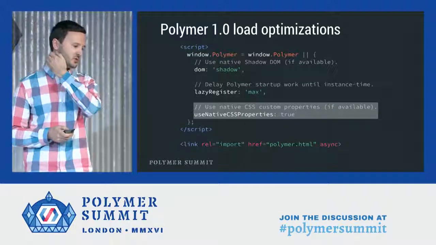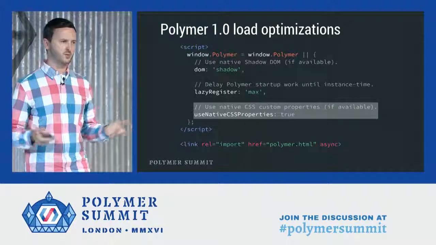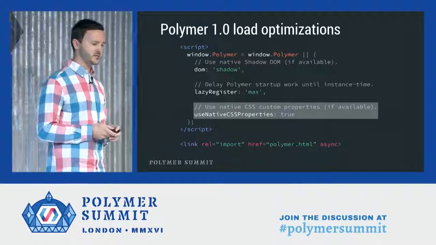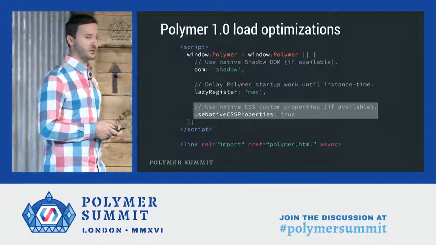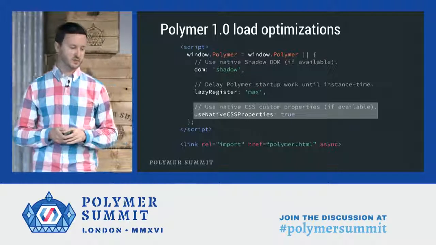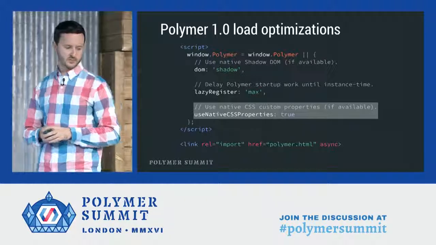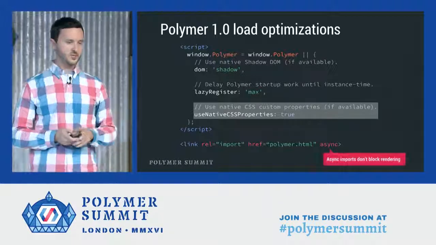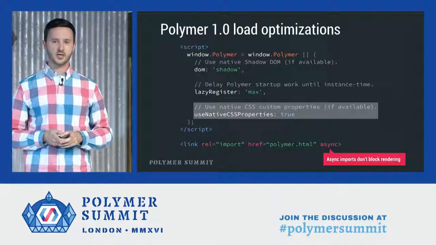The last one here is to use native properties, right? I think all the modern browsers now, at least the latest versions, have CSS custom properties. So you might as well opt into those and get the benefits of the native CSS engine instead of using JavaScript to parse stuff. Last pro tip, always, if you can, use asynchronous imports.